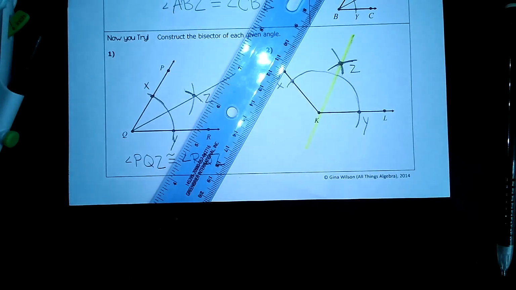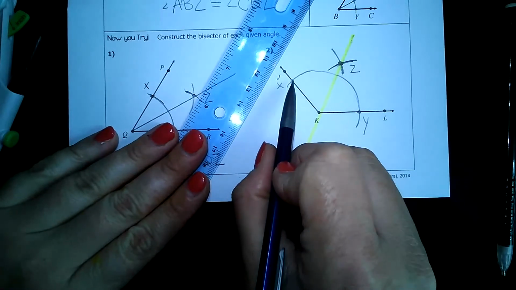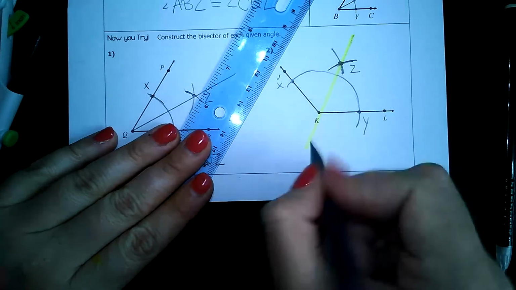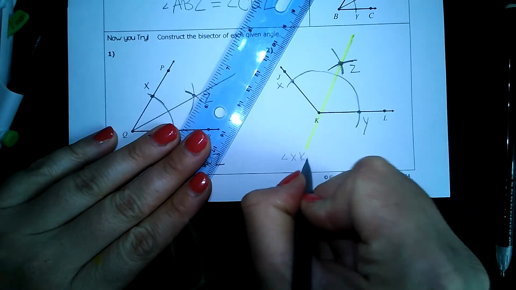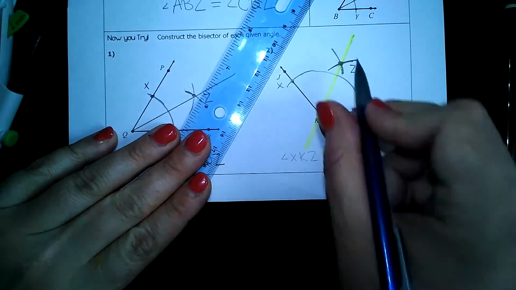Okay, so if I did this correctly, angle XKZ should be congruent to angle YKZ.